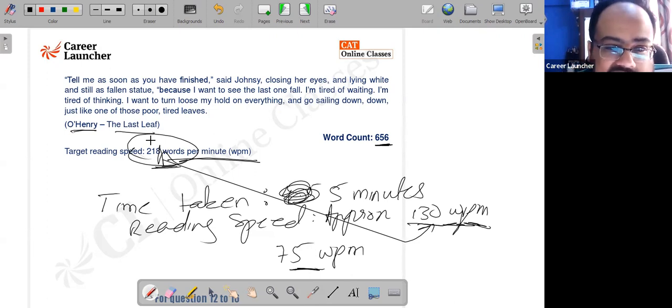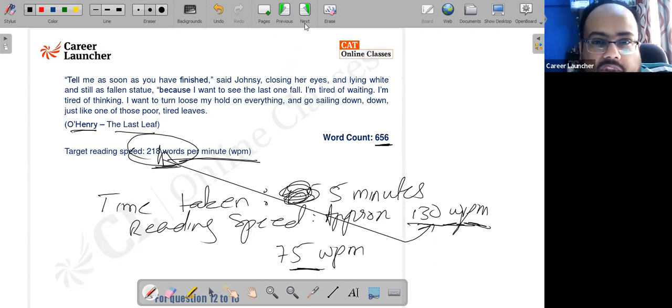I repeat, reading speed does not happen overnight. It's not an overnight phenomenon. It requires a lot of dedicated practice. It might take you 2 months, 3 months, 4 months. It might even take you 5 months. But the thing is, today you have time. You have a lot of time left for the exam. So you have to bridge this gap. This is why I had asked you to notice how much time you took.